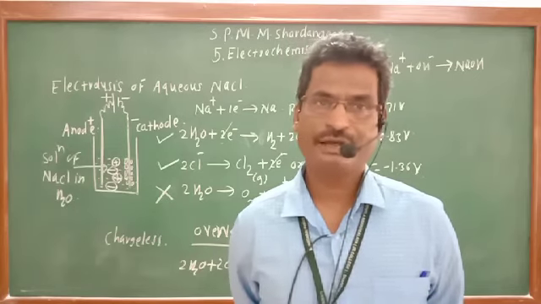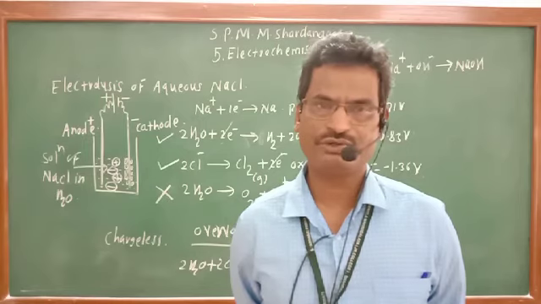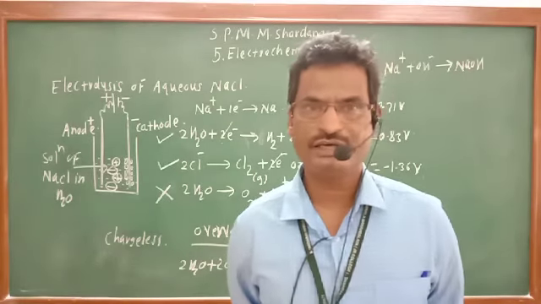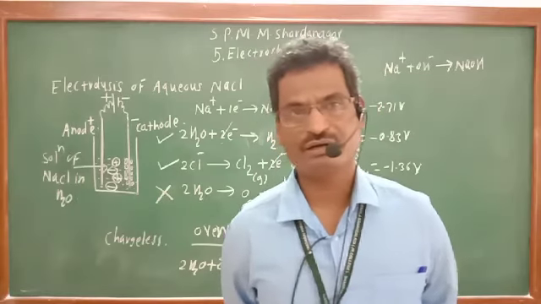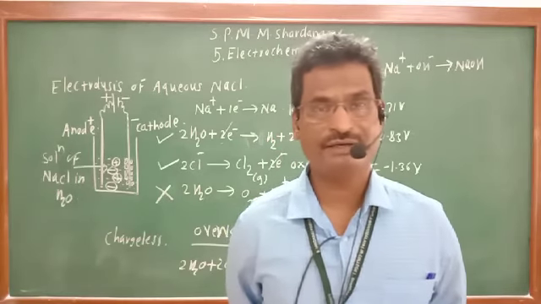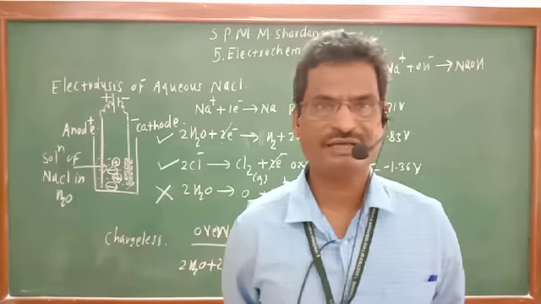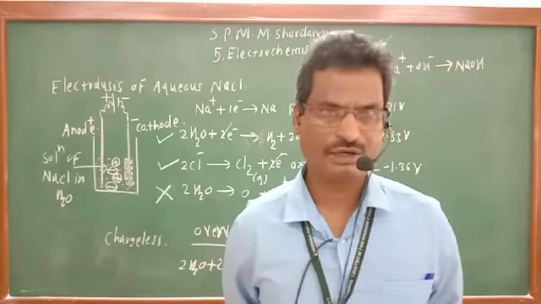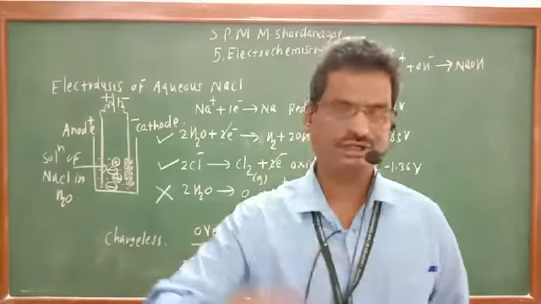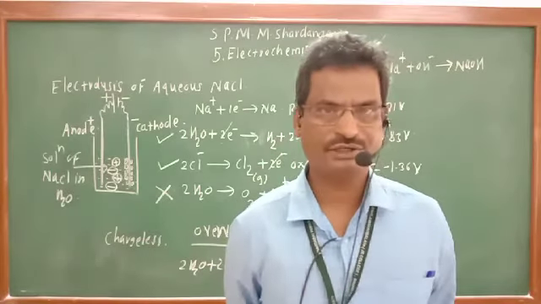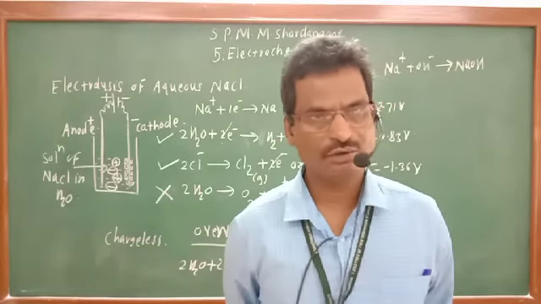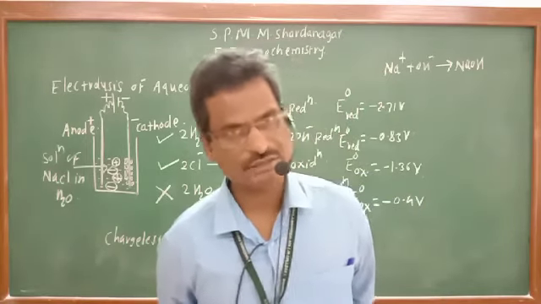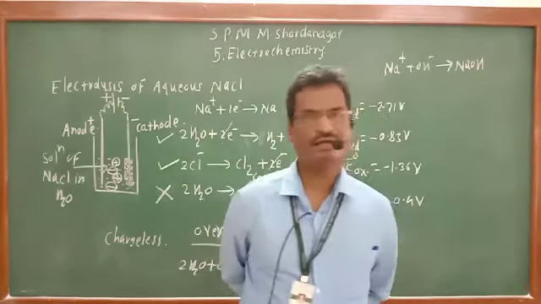Because Na⁺ ions are present in the solution and OH⁻ ions are present close to the cathode, they combine together. They are oppositely charged ions, so they are free to combine. Therefore, they are converted to NaOH. And the three conclusions we have seen: evolution of H2 gas at the cathode, Cl2 gas at the anode, and formation of NaOH. The next part we will see in the next lecture.